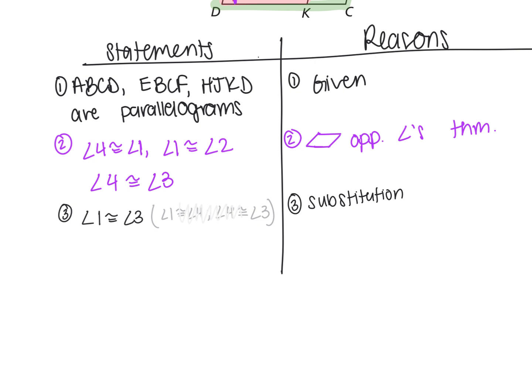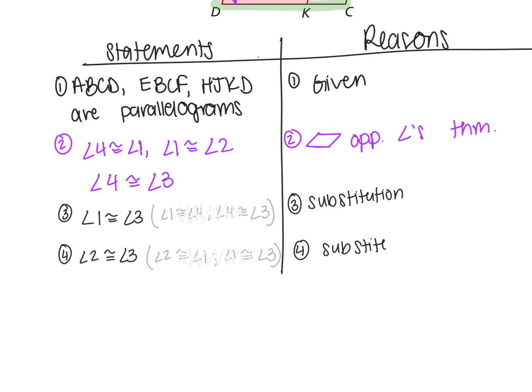And then my next one, I can go ahead and write it as step 4. Angle 2 is congruent to angle 3. So I eventually got there. How did I get there? I'll put it this way. Angle 2 is congruent to angle 1. And then from number 3, I have angle 1 is congruent to angle 3. And I'm getting rid of, again, that overlap, or again, I'm substituting it. So for this it is substitution.